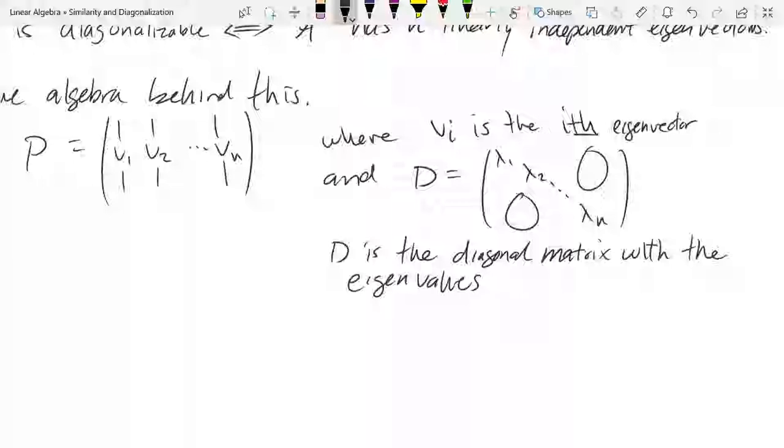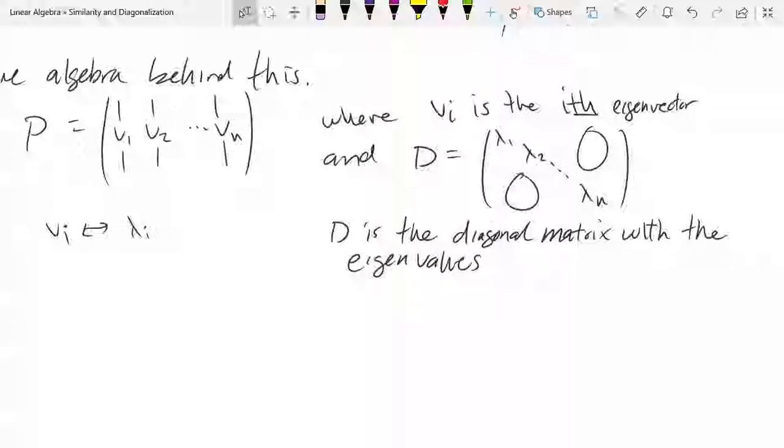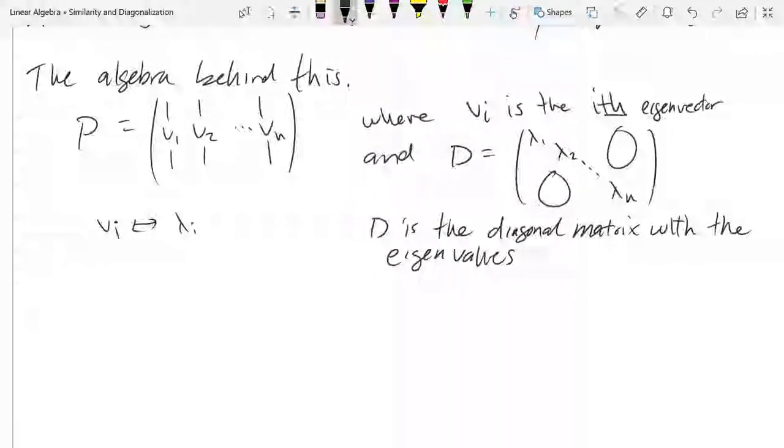And of course they're going to be in the same order. V1 is going to correspond to lambda 1, so V1 would be the eigenvector, lambda 1 will be the eigenvalue. And then V2 would be the second eigenvector, lambda 2 would be the second eigenvalue, so I'll just write the little correspondence. Vi corresponds to lambda i, so it's the ith eigenvalue and ith eigenvector. And of course there's some matrix A that these are all connected to. So A is our original matrix with eigenvectors V1 through Vn and eigenvalues lambda 1 through lambda n.